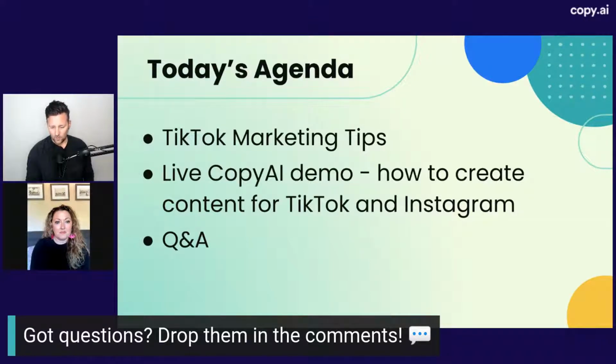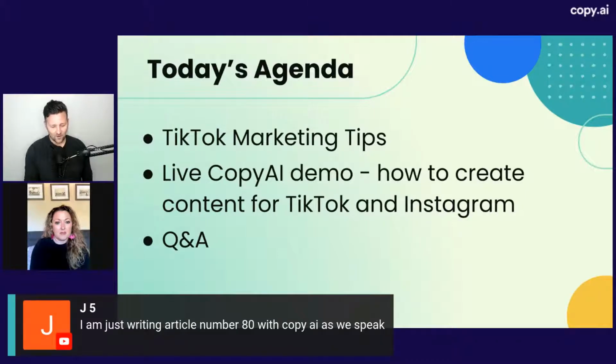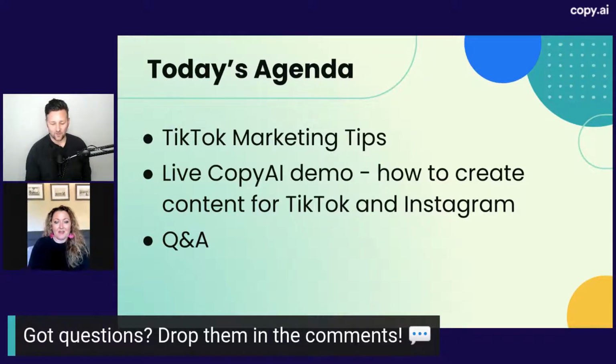Good morning. Good morning. What's up, J5? I'm writing article number 80 with Copy AI as we speak. Dang. Have you tried long form writing, Carly? No, not yet. That's pretty wild. That's next level. Yeah, that's amazing. 80 articles from J5. So J5, we might have to bring you on sometime to see how you're doing this.